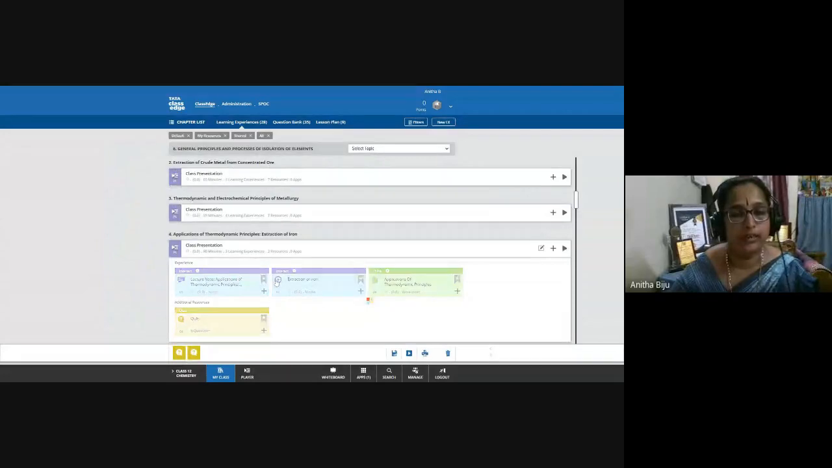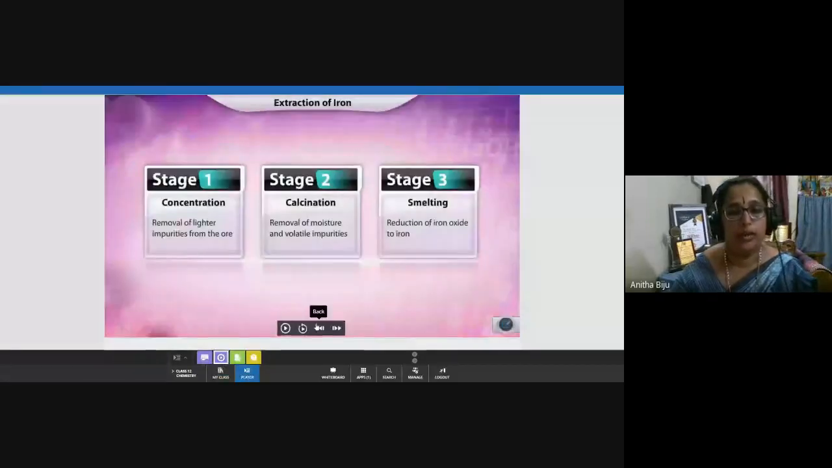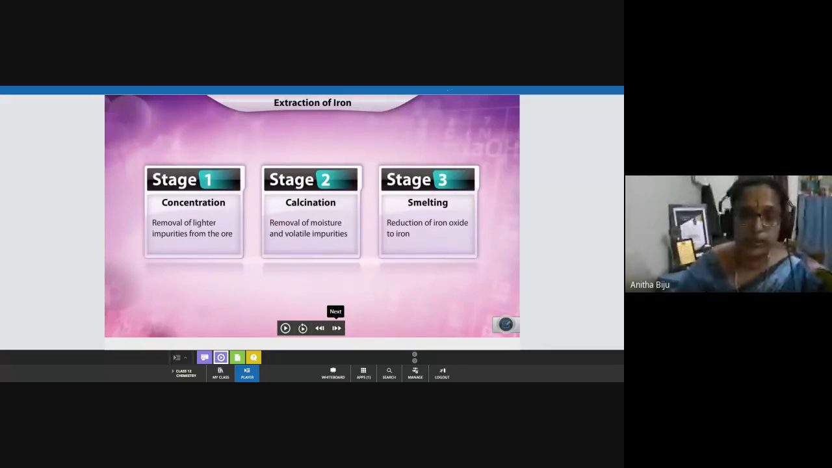Three stages are there in the extraction of iron. Stage 1, concentration of the ore. Stage 2, calcination, and stage 3, smelting. Note down these points. Simultaneously, I am also writing in a copy so that I can make out how much time it will take to write.